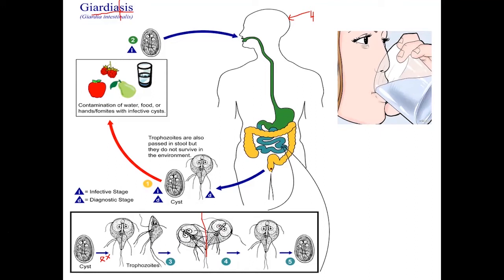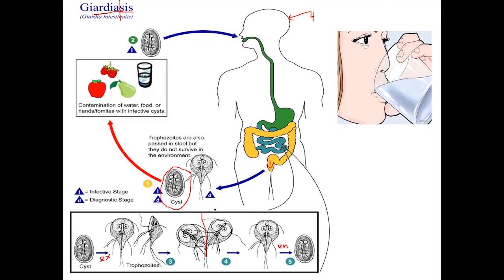Then the trophozoites pass to the colon region, and they form cysts by encystation. Why do they want to form cysts? Because they are going to pass outside through the fecal matter. Outside the body, they can't survive. To survive in the outer environment, they should go through encystation and produce the cyst.